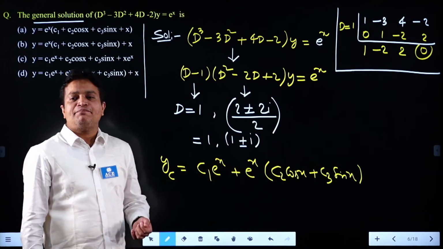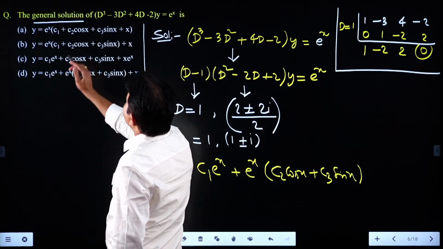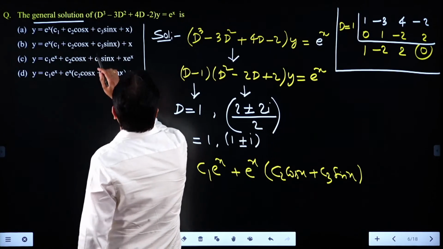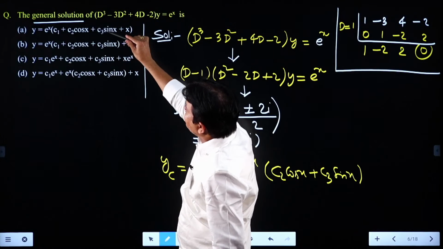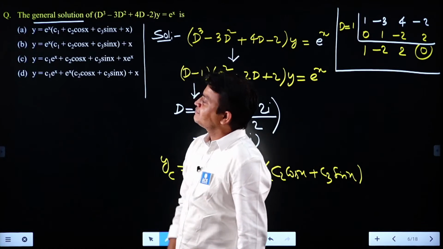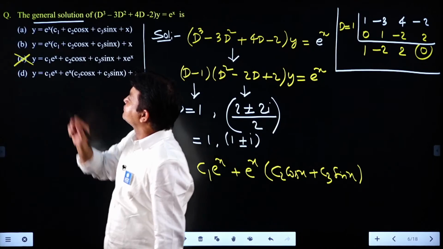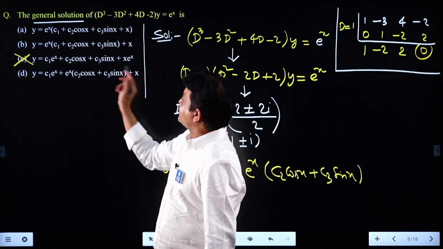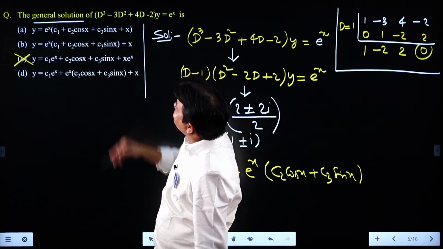This is one important part. In the options also you can check that: c1 e power x, c2 cos x, c3 sin x. You see, in every option it is there. Here and here, e power x is missing. Here it is there. So you can neglect this, because e power x should be multiplied. So in the first three options it is there.